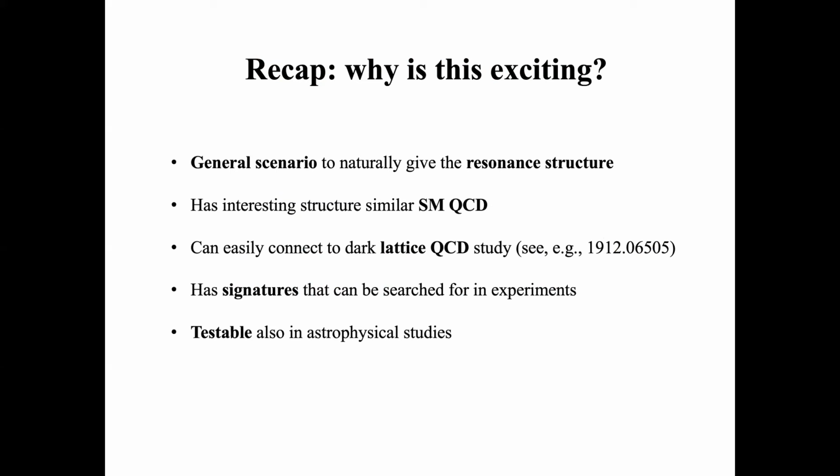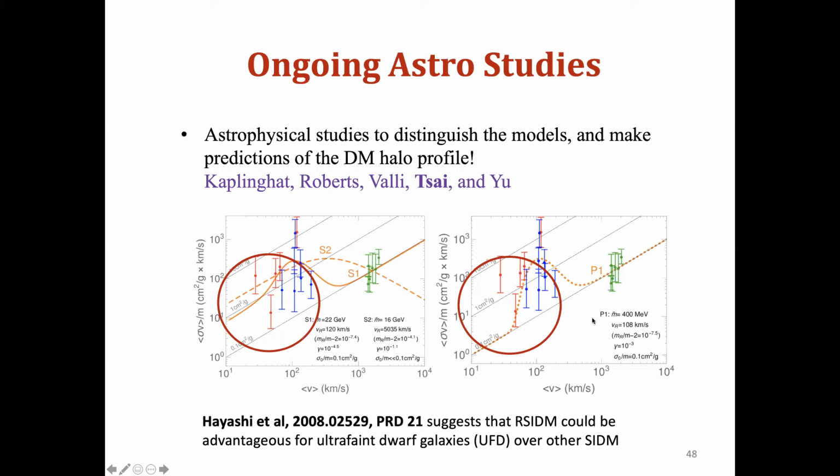So let me summarize. This is a general scenario to naturally give the resonance structure, has interesting structure similar to standard model QCD, can easily connect to lattice dark QCD study, has signatures that can be searched for in experiments, and is testable in astrophysical study. In what sense? In the sense that if you understand the data here better, then you can distinguish between various different models. Either it's the scalar resonance or the vector resonance. And among vector resonance, there are also different kinds of constant velocity pieces that you can rule out.